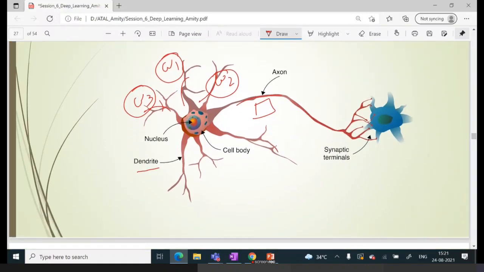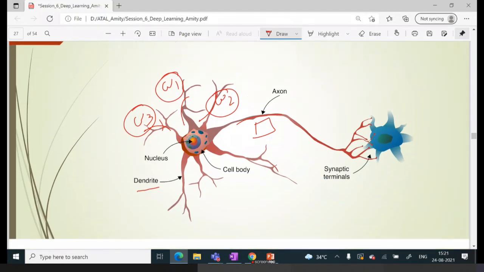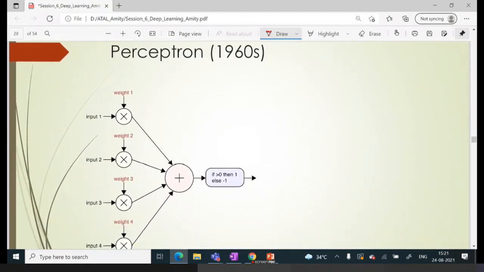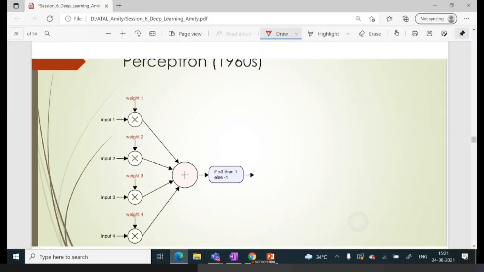Okay, so real neurons are extremely complicated, and there is no way we can replicate them at any scale. But still, people are calling them neurons, but the original name was Perceptron. So what is the initial model of Perceptron? It's very much similar to what we have just seen.